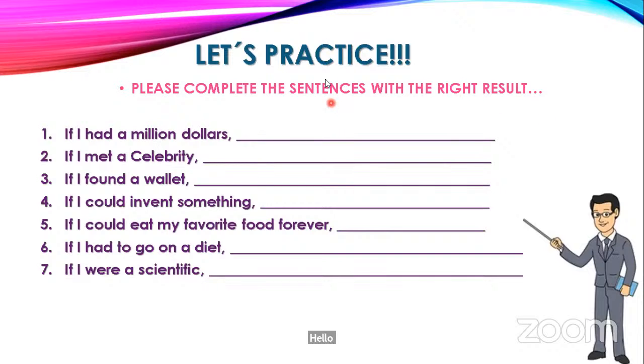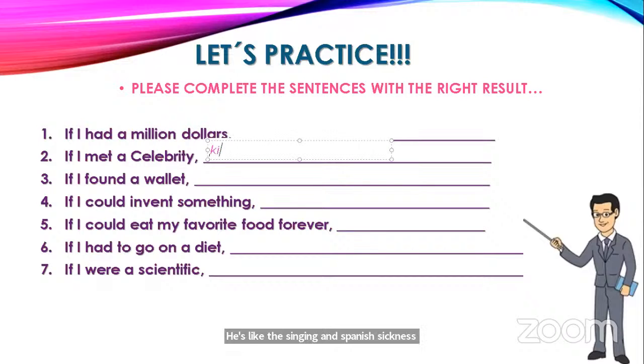So what about you, Miss Claribel? Could you complete the next sentence? If I met a celebrity. No, it's like the saying in Spanish. Si conocía a una celebridad, ¿qué haría? Oh, pues yo me tomaría una foto, teacher, con él. Entonces diría, I would take a selfie. Okay, I would take a selfie. You can say that too, guys.